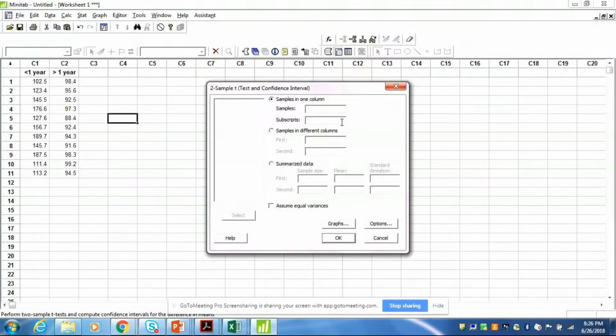Okay, are you there? Yep. So can you see this? Oh, you might have the drop down. I have the drop down. You have the drop down, right? So samples in different columns.